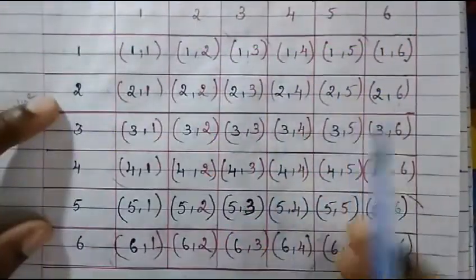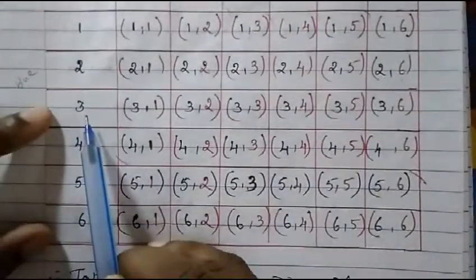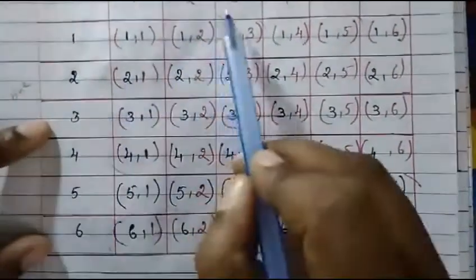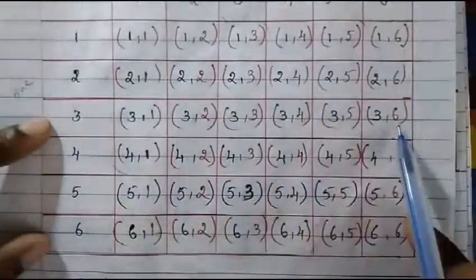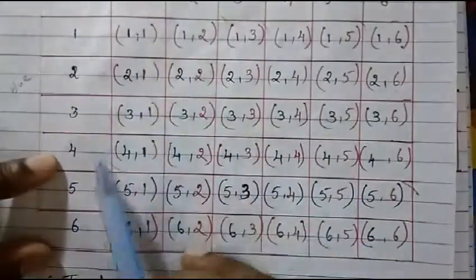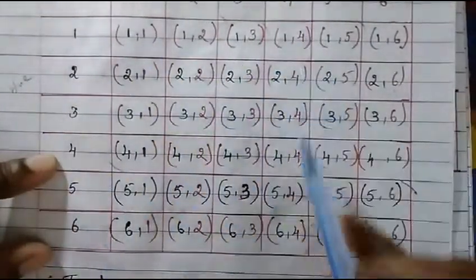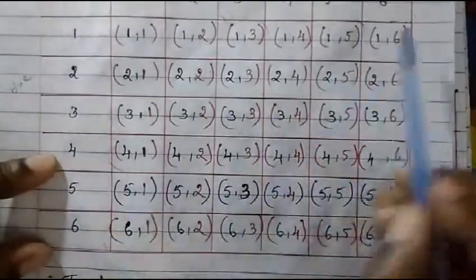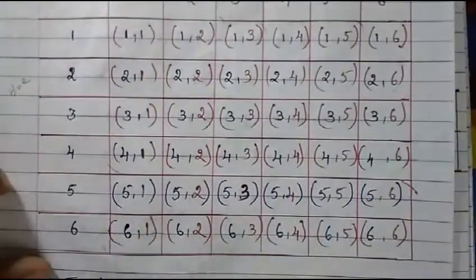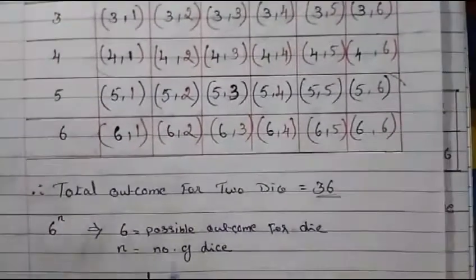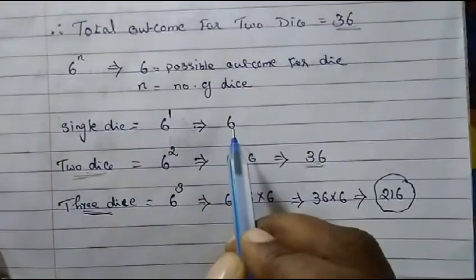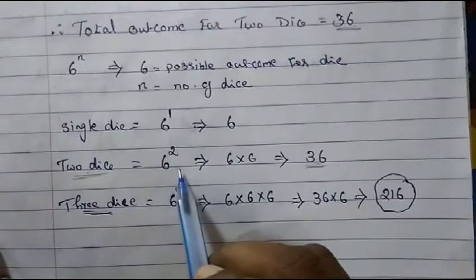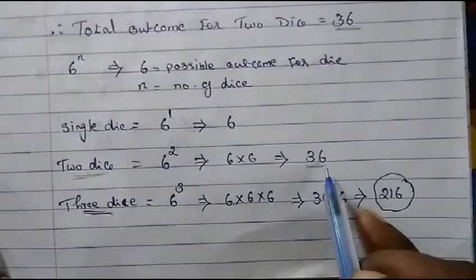So you have to write down like this, and first you have to make this whole chart with 3 1, with 3 2, with 3 3, 3 4, with 3 5, with 3 6. Same way with 4 1, 4 2, 4 3, 4 4, 4 5, 4 6. So like that you have to make this chart. And what is the total possible outcome we have? We have 36. So if single die means 6 raised to 1, we get 6 possible outcomes. 2 dice means 6 raised to 2, so we have 36 outcomes.